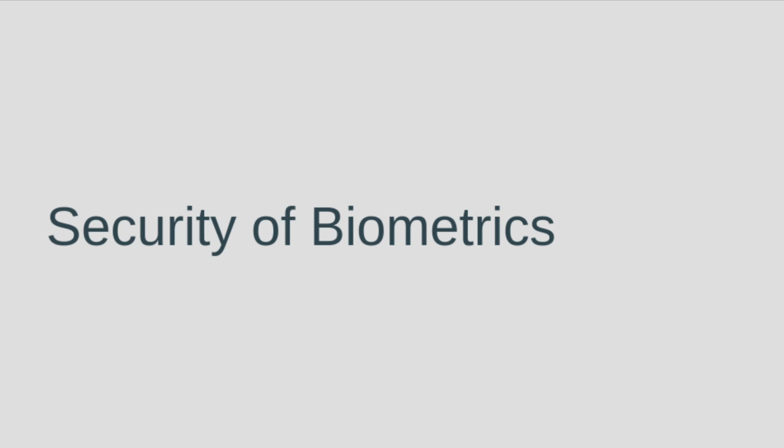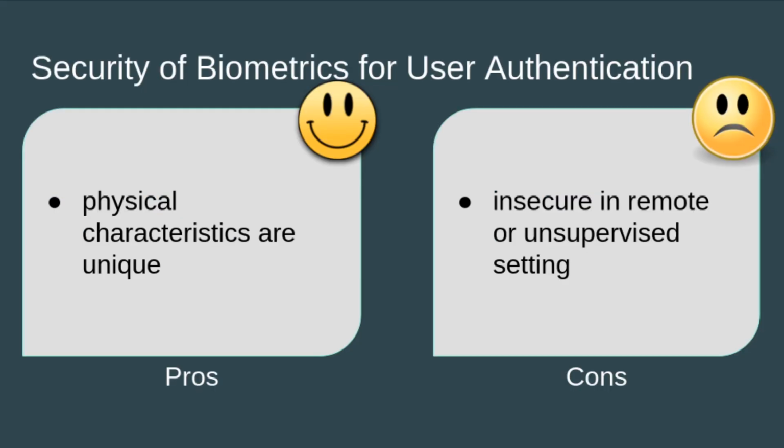Now let's talk about the security of biometrics. On the one hand, your physical characteristics are unique, and so that would seem to make biometrics secure. No one else has your fingerprints, no one else shares your particular face, and so physical characteristics are unique. However, your physical characteristics are not secret. And remember, we said at the beginning that things that are used for authentication really should be secret or private.